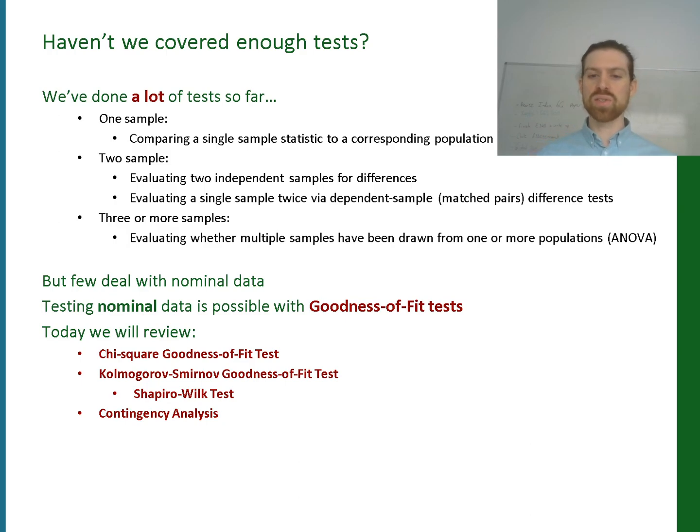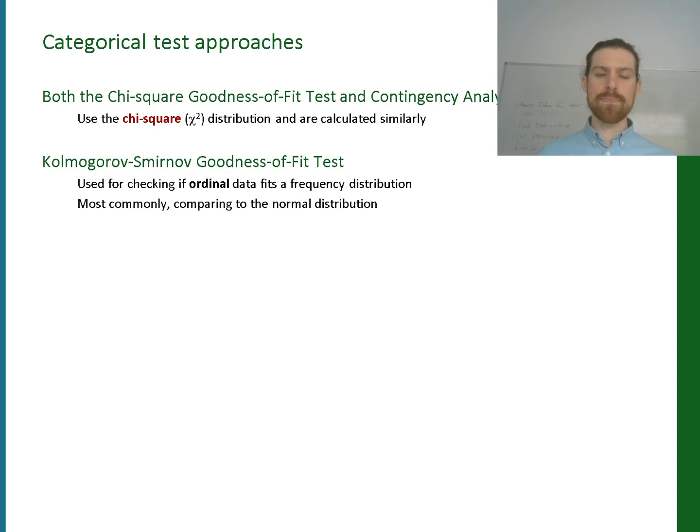Okay, so let's get on to what we're going to be doing today, focusing on these nominal data aspects where we check the goodness of fit of different distributions of data that we might get, which is based on categories. So we're going to be focusing on the chi-squared goodness of fit, the Kolmogorov-Smirnov goodness of fit test, and then contingency analysis. Both the chi-squared goodness of fit test and contingency analysis use the chi-squared distribution. Okay, so we'll be working out how to cover that.